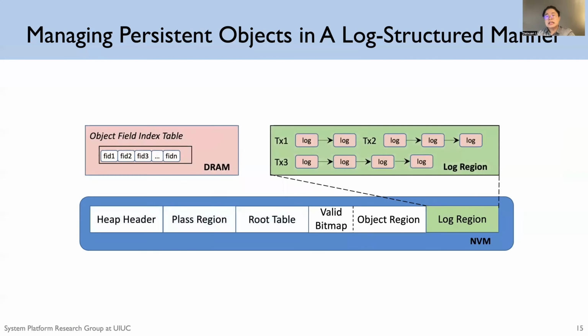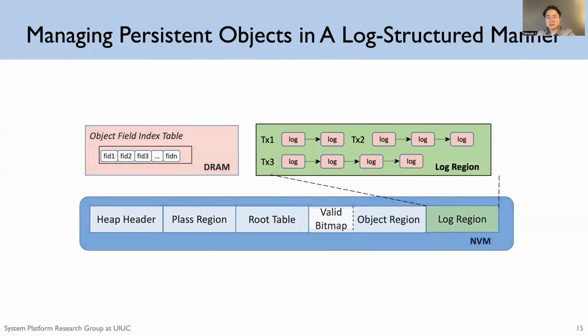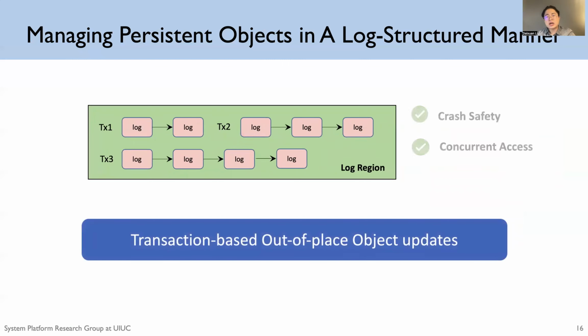Coming back to the overview, now let's take a closer look at the log region. In order to ensure crash safety and support concurrent access to the objects, we use transaction-based out-of-place update in the log region. We leverage software transactional memory and durable transactions to achieve both mutual exclusion and atomic durability for concurrent object accesses. In the implementation, each transaction can have multiple logs to store the out-of-place update data. Multiple transactions are organized into a linked list.